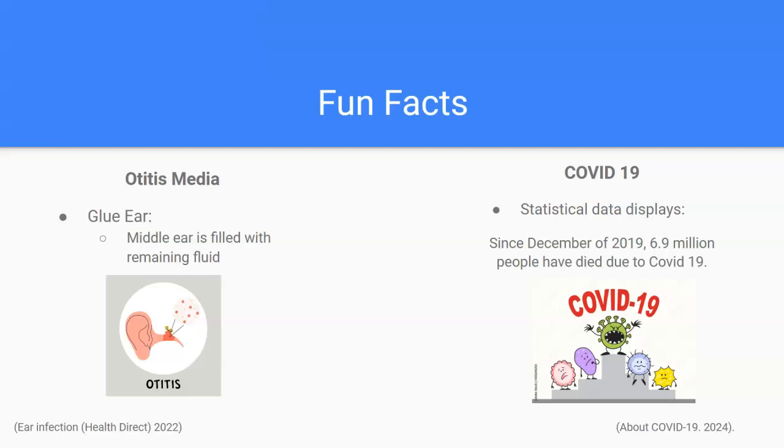A fun fact for COVID-19 is statistics provide data about the death count due to COVID. Since December of 2019, 6.9 million people have died due to COVID.